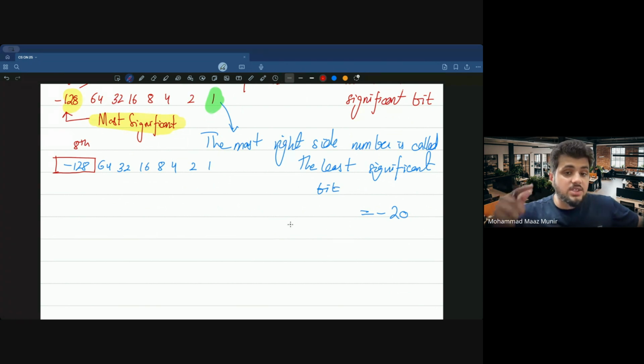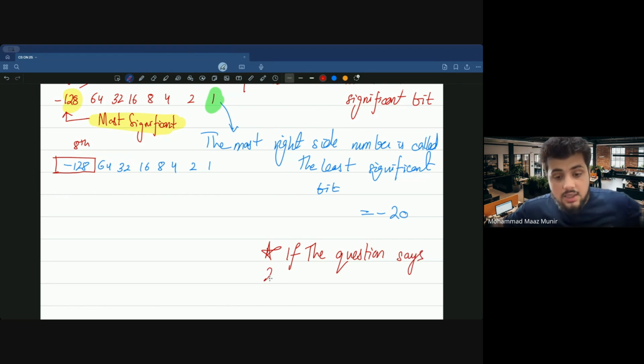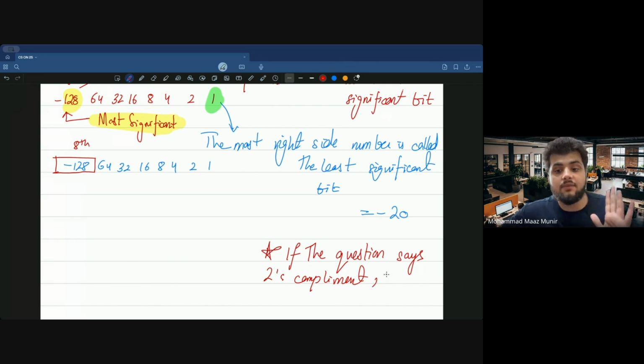Remember, if the question clearly says 2's complement, it's important. The keyword here is 2's complement. If the question says 2's complement, know that we will be having a negative, minus 120. Okay, so we will be having a negative 120.